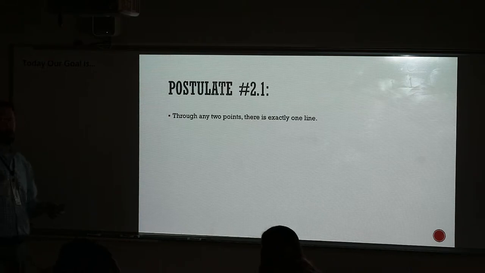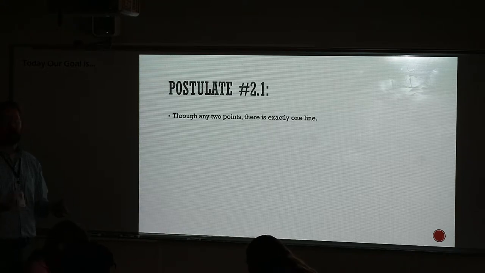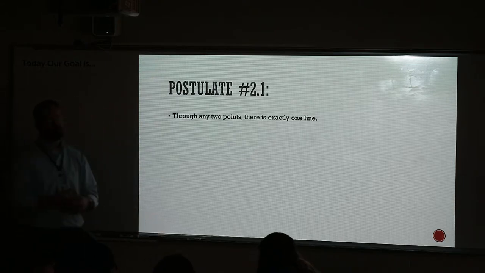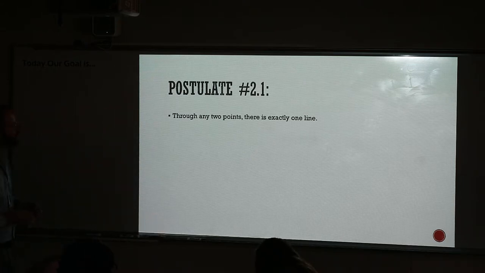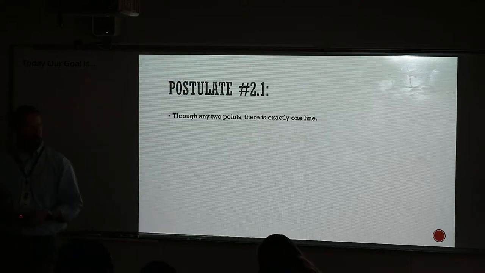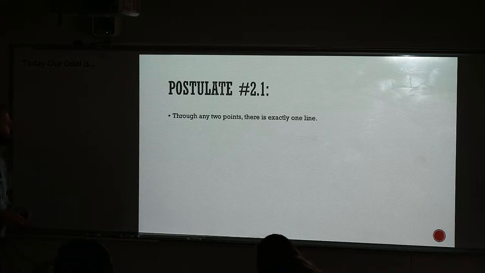Through any 2 points you have on your paper, you draw, there is exactly one line passing through them. Well, it's pretty hard to argue, right? Because the definition of line has 2 points. You can't really argue with that. It's a definition. How do you argue a definition in a dictionary? So, through any 2 points, there's exactly one line. So you have to start with the points. One line can be drawn through them. Fair enough.